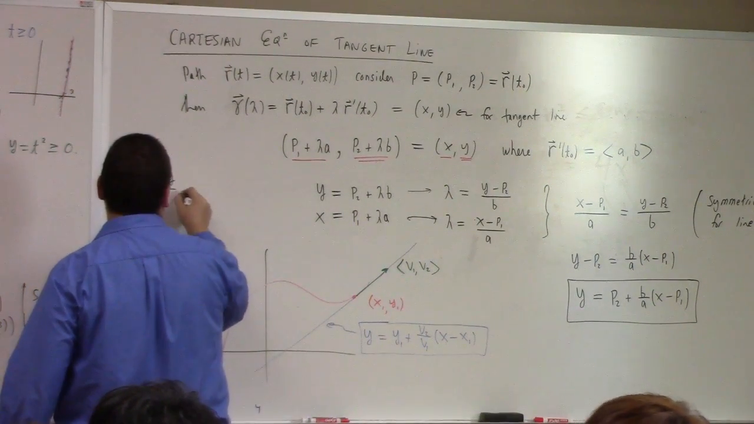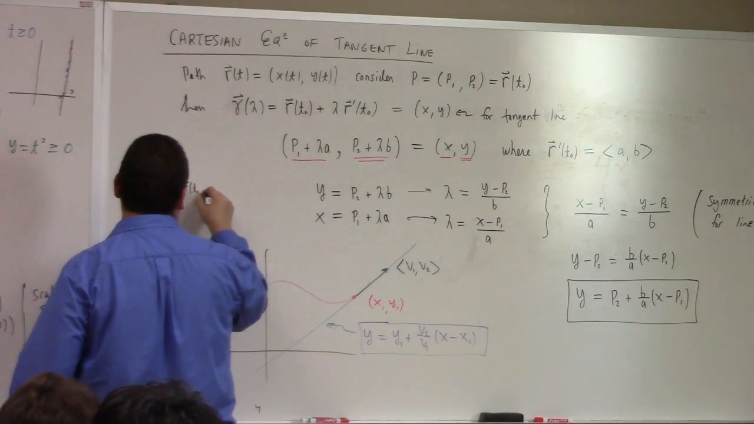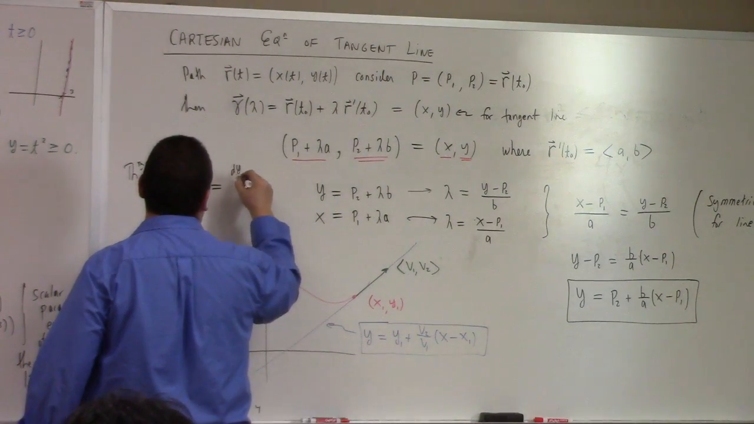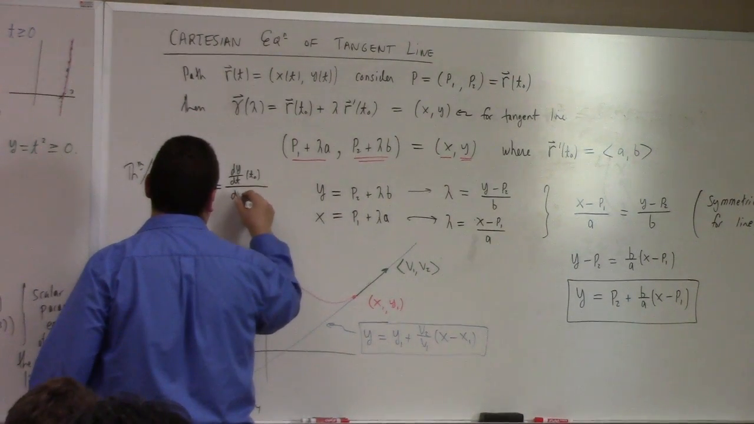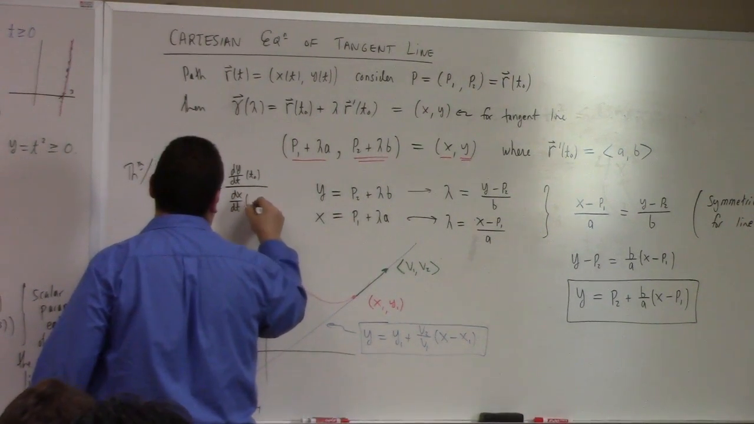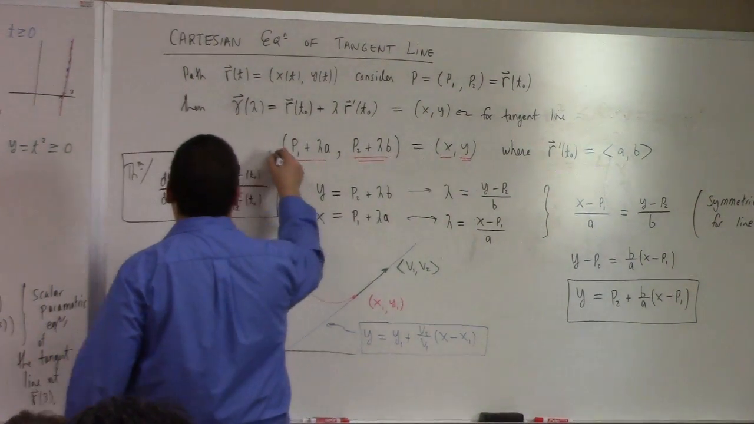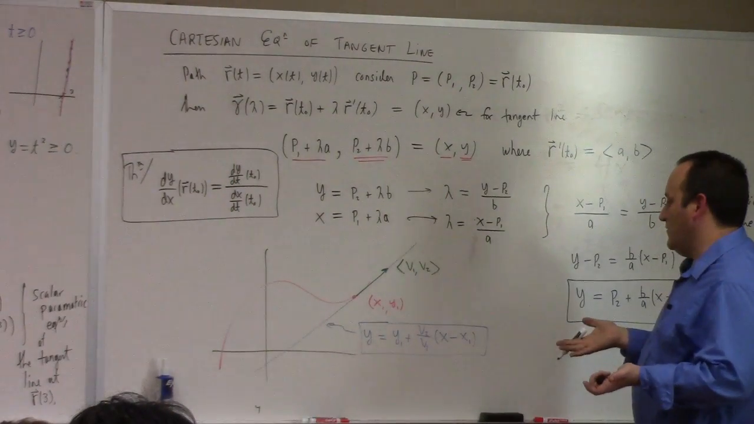dy/dx at the point r of t naught is equal to what? It's equal to dy/dt at t naught divided by dx/dt at t naught. Now this we could derive using a chain rule argument. Maybe I'll do that here in just a second. But you see that going on here, right?